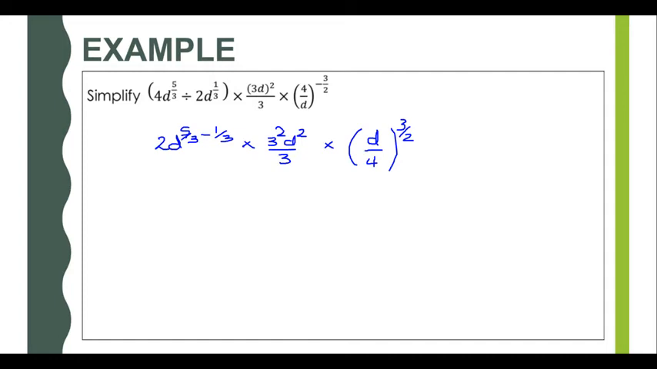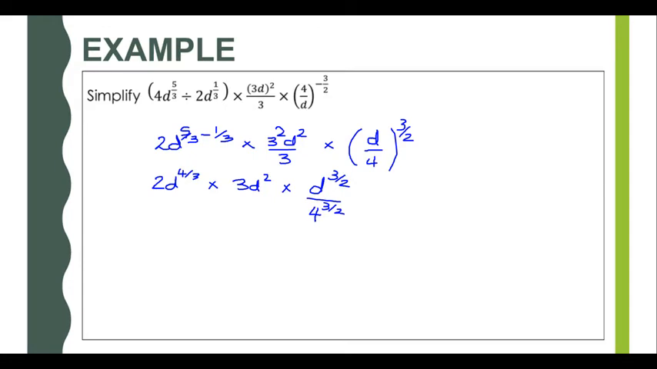We can simplify further now, so if we take the first term, we get 2d to the power of 4 over 3 times 9d squared over 3, which simplifies to 3d squared, times by d to the power of 3 over 2 divided by 4 to the power of 3 over 2.